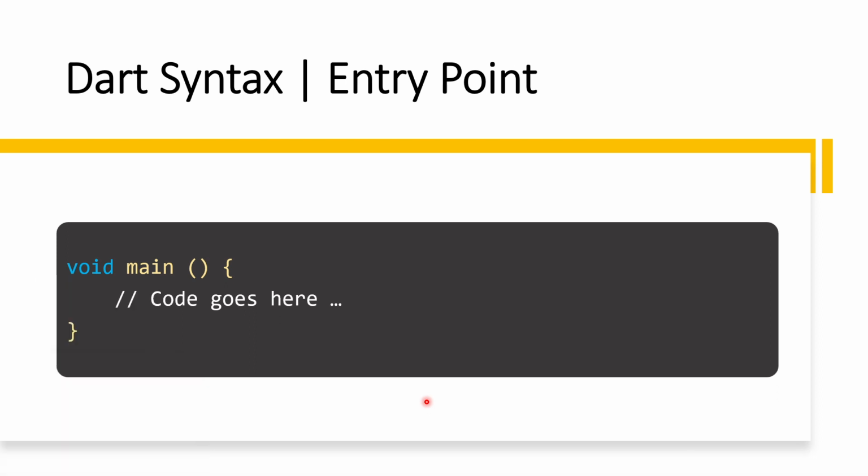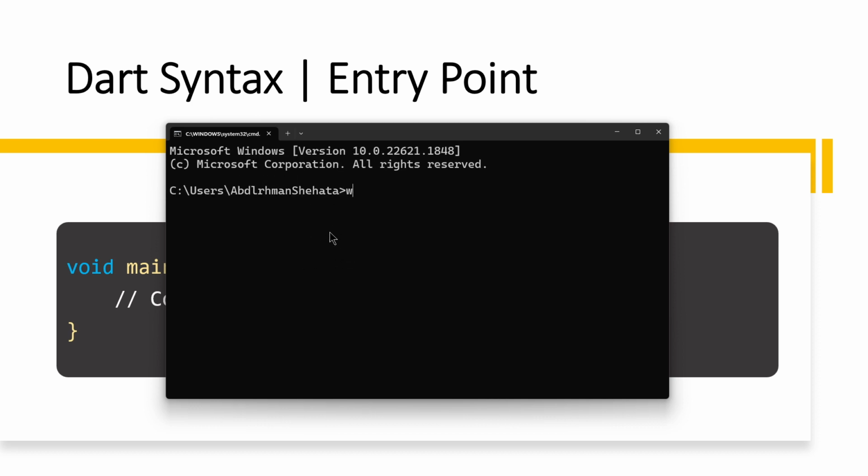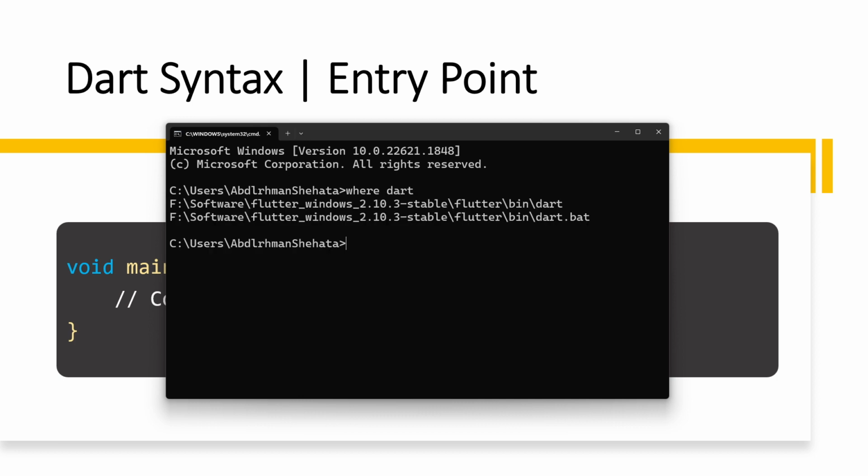So along with this SDK, you already installed Dart. If you want to make sure that this happened, you can write the command from the CMD. I'm going to just zoom in a bit. You can write where dart. The where command explains where exactly your Dart executable is. And as you see, if you remember from the last video, this is where we installed our Flutter SDK, and Dart exists inside the SDK.